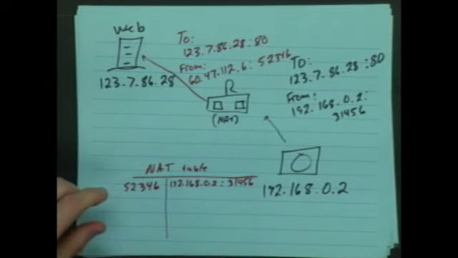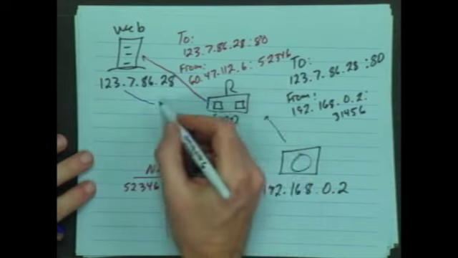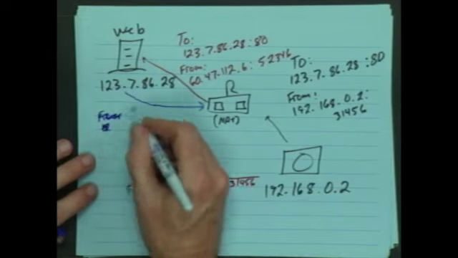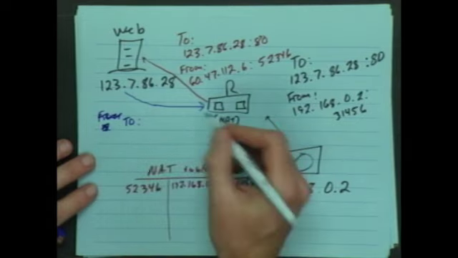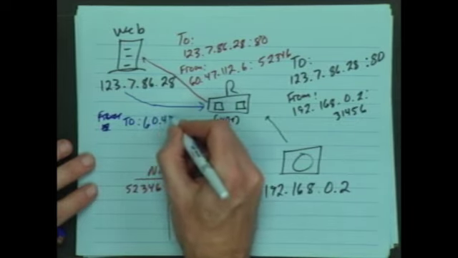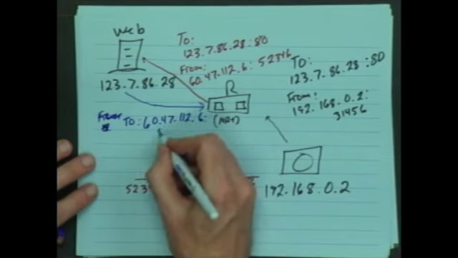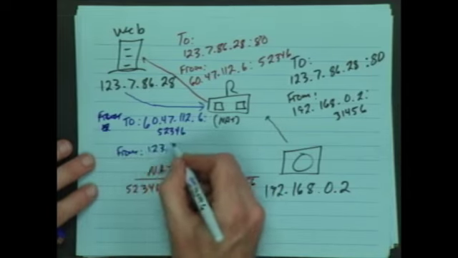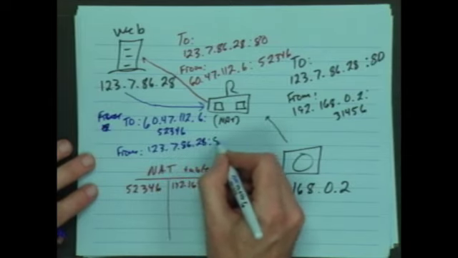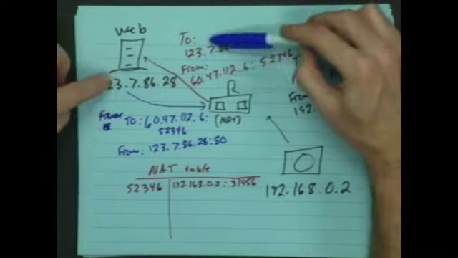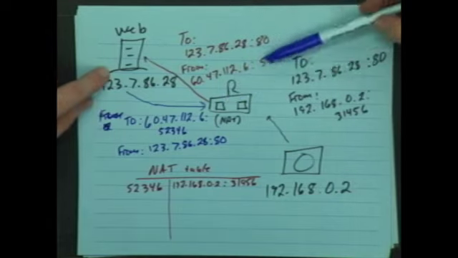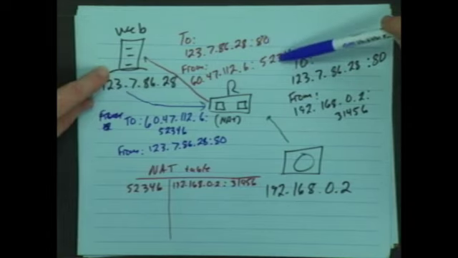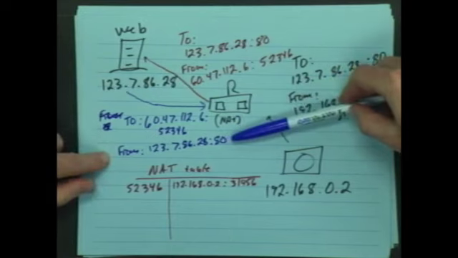And now since 60.47 is a real IP address, when it comes back, it's going to be to me, or the router, 60.47.112.6, 52346, and it's going to be from 123.7.86.28:80. All right? So this exchange between the web server and the router is working just fine. Destination port, source port, destination port. You guys see where that's going to make it?